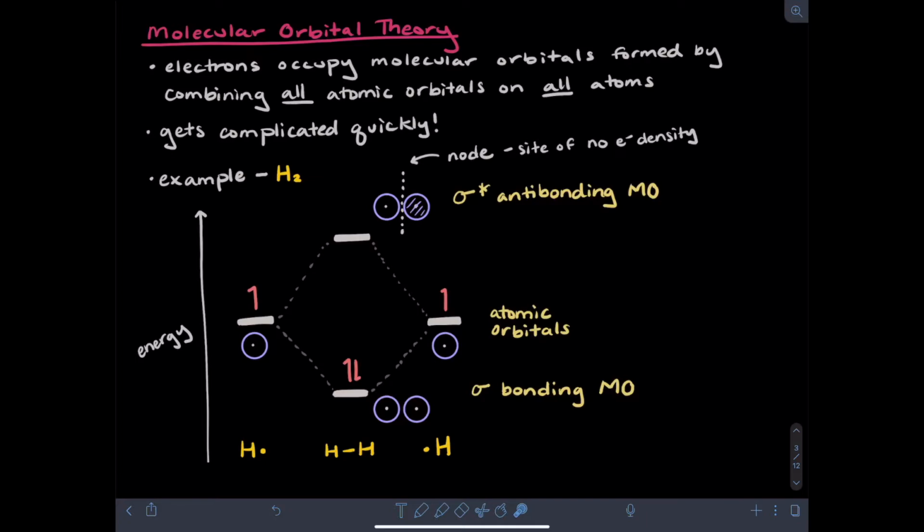As a reminder, in the middle of my diagram, in terms of energy, are atomic orbitals from each individual hydrogen that these hydrogens are bringing together in order to form the bond. Our higher energy molecular orbital that we've created is called the sigma star antibonding molecular orbital. In this case, that orbital is empty.